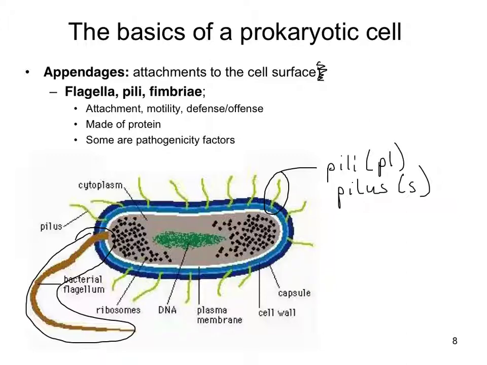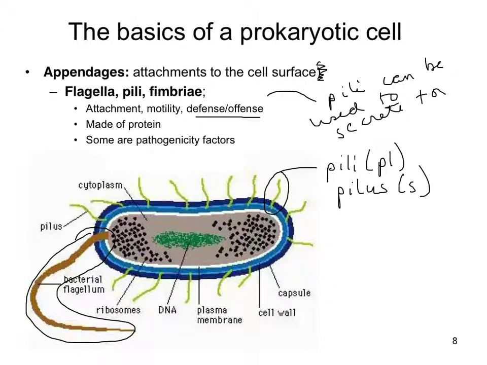They use them in some cases for certain forms of motility or movement, and they also use them for defense and offense. For example, pili can be used to secrete toxins. That would be an example of an offense function.